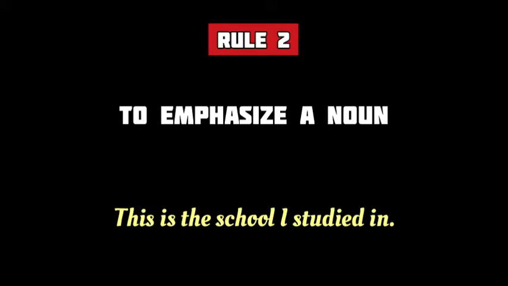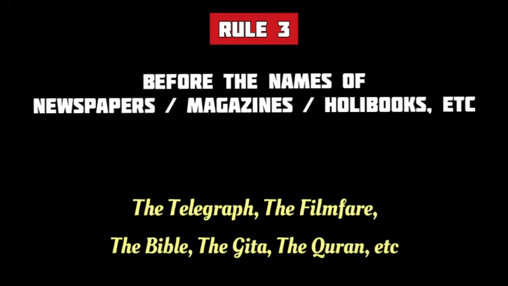The definite article is also used with the long sound "the" to emphasize a noun. "This is the school I studied in." Here I am pointing out a particular school in which I studied. So to lay emphasis on a particular noun, we use the definite article "the" with the long sound before it.